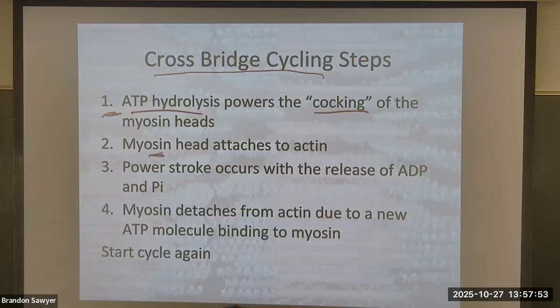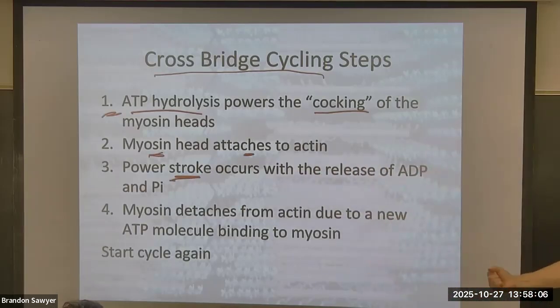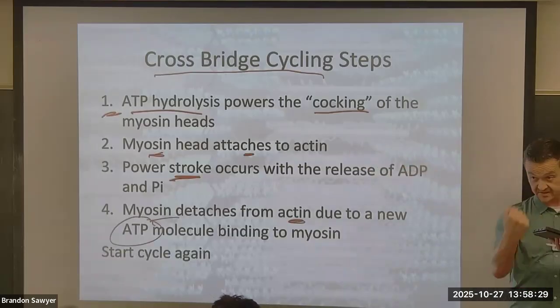Now that it's cocked, the myosin head can attach to actin, so it goes up and attaches to actin. And then we finally get the shortening part. That's called the power stroke. The power stroke is when the ADP and phosphate come off, then it goes back to its original position, but it's attached to actin when it does that. So it just pulls actin with it when it springs back, and that's really the shortening. From there, the myosin can detach from the actin, but only when a new ATP comes. A new ATP molecule comes, it gets broken down, and that's what allows the myosin head to come off.